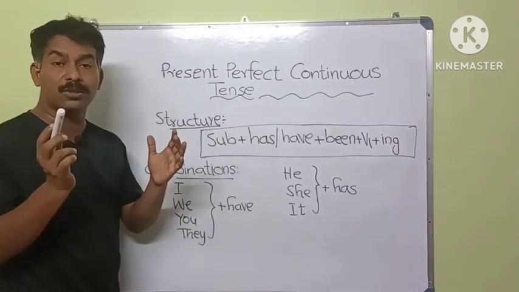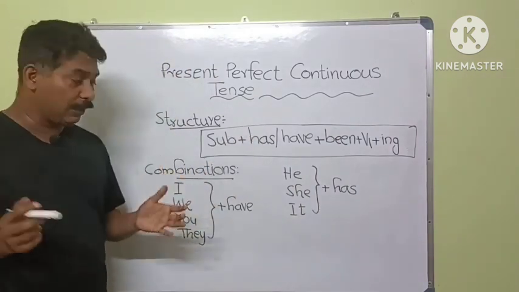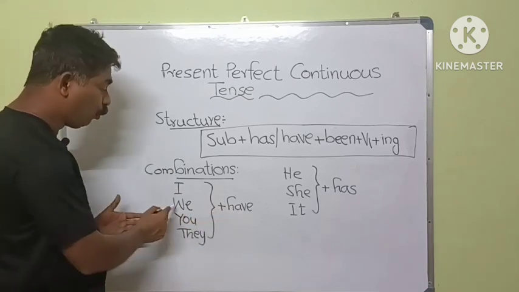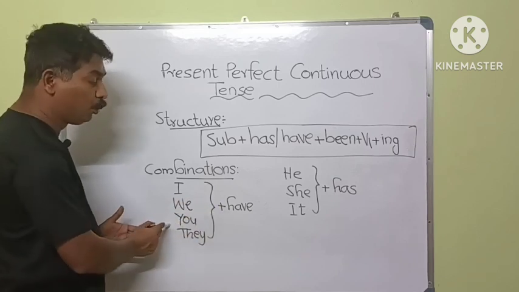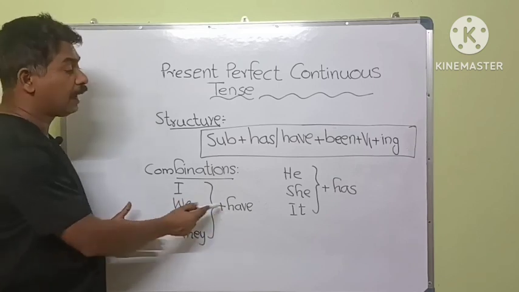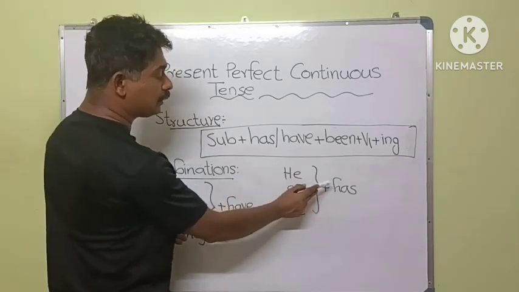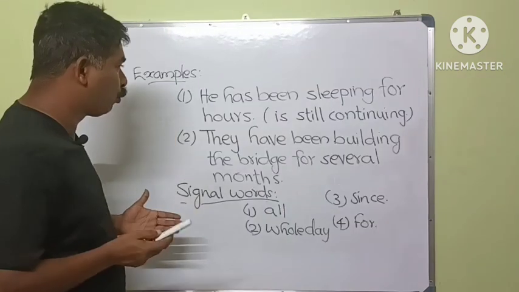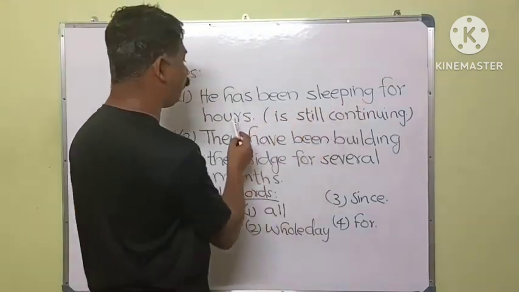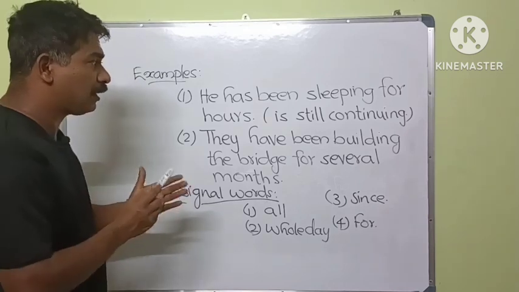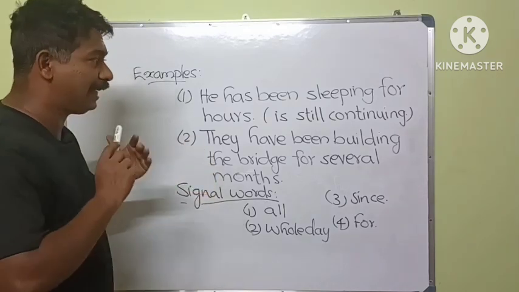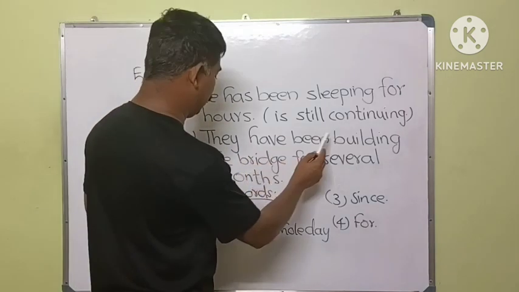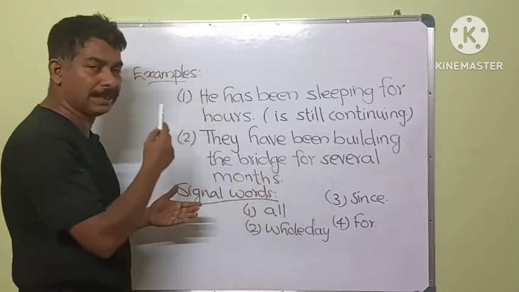Has and have are auxiliary verbs. Let's have a look at subject plus verb combination. I have, we have, you have, they have, he has, she has, it has. Example number 1. He has been sleeping for hours. The action started at some time in the past and is still continuing. Number 2. They have been building the bridge for several months.